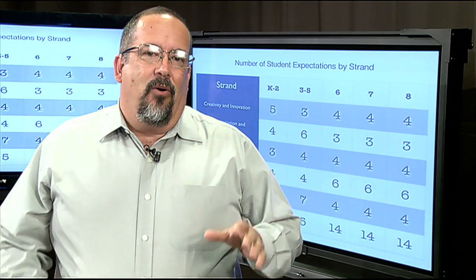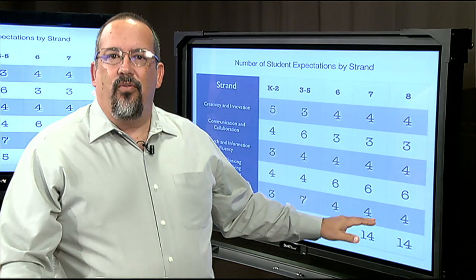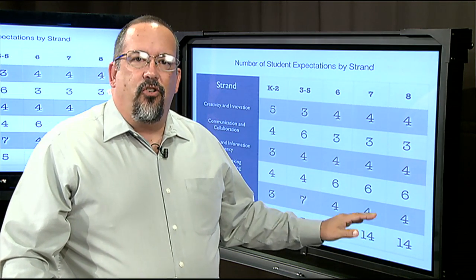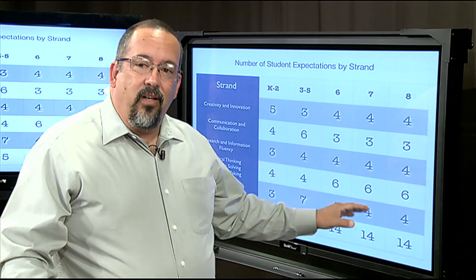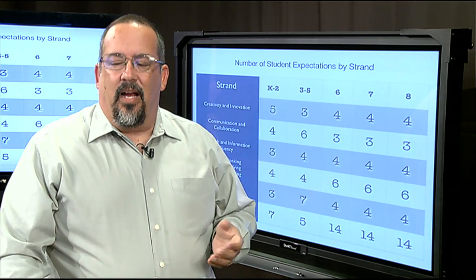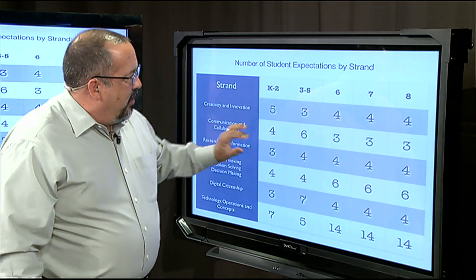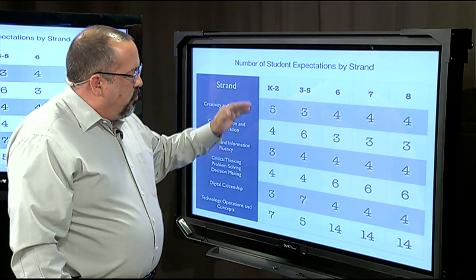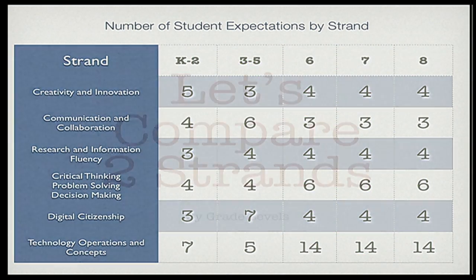That's because we want our students in the middle school to really learn how to use the technology properly, so that by the time they get into high school, they really know how to use the technology to help themselves in high school. So that's how the strands are broken down. That's how the numbers of each one are broken down, and they should match the numbers that we just talked about in the previous slide.